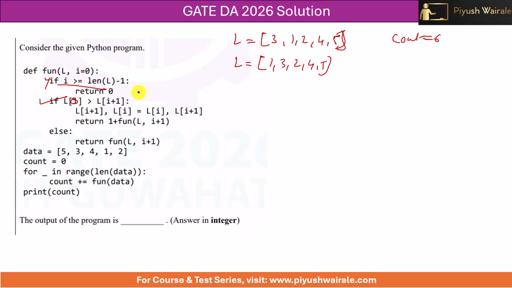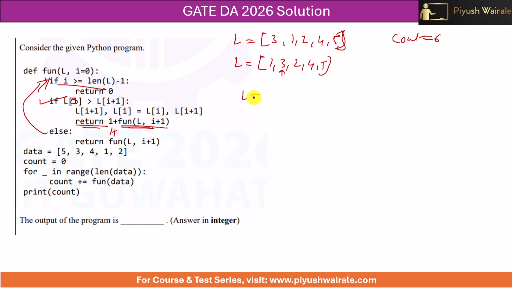Okay. Then we have to return 1 plus. Again, we have to call this particular function, 1 plus, again going to call the function here. But this time the value of I is basically 1. So again, now element 3 is going to be compared with the next element 2. Again, it is greater. Again, we have to swap.